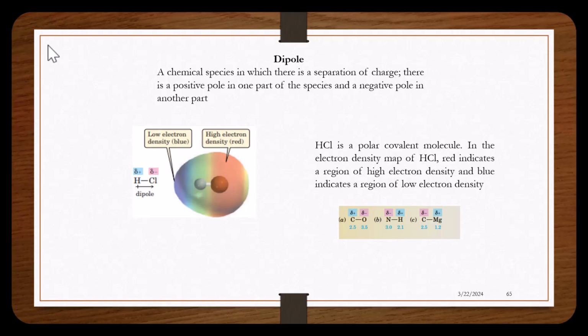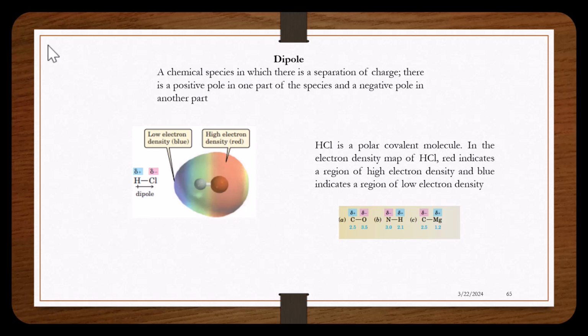A chemical species in which there is a separation of charge, with a positive pole on one part of the species and a negative pole on the other part, is called a dipole. The more we go from nonpolar covalent to ionic, the more of a dipole will develop on a molecule.